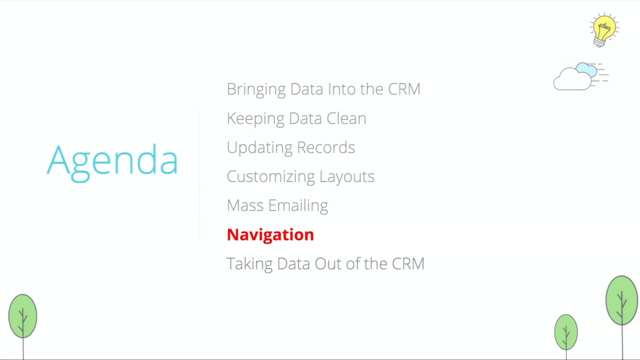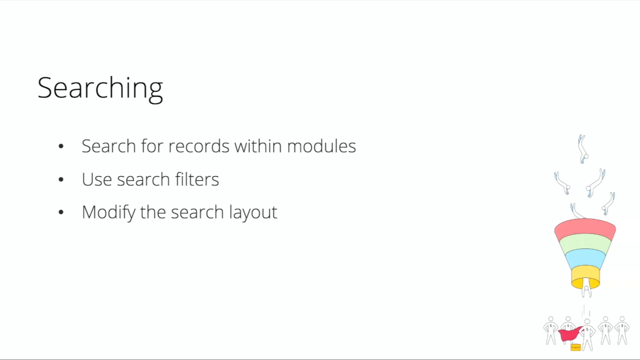Navigation in the system. This is very common. A lot of people are kind of confused in the beginning: how do I get around? How do I find things? How do I navigate to certain places? And it's mostly related to searching, right?